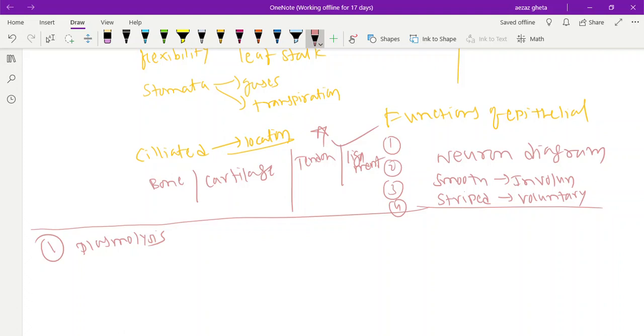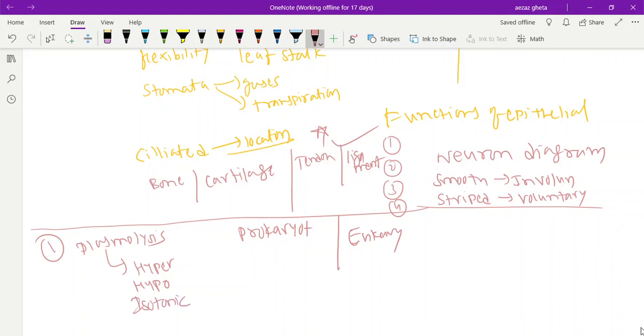In that, they can ask about the differences between prokaryotes and eukaryotes. What are the differences between the prokaryotic cell and the eukaryotic cell? That is a topic of prokaryotic and eukaryotic differences. And one question is compulsory on plasmolysis, or you can say, what is a hypertonic solution, hypotonic solution, and isotonic. These are the three types of solution.